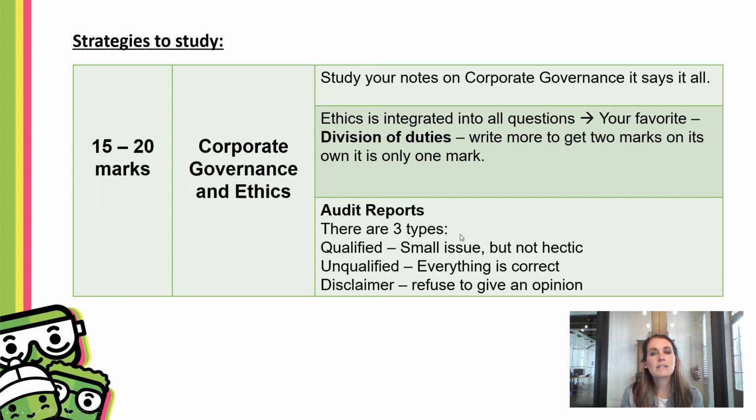And then we are also going to focus on audit reports. There are 3 types of audit reports. There's a qualified report, unqualified, and a disclaimer. And they always want you to identify the type of report given by the auditors. So I've given you the explanation over here for all of them. A qualified report is a small issue in the statements. It's not hectic. So they are basically just highlighting something that might be a question mark, a small issue.